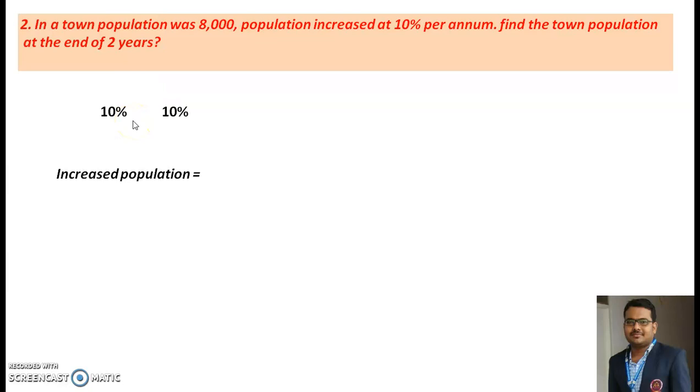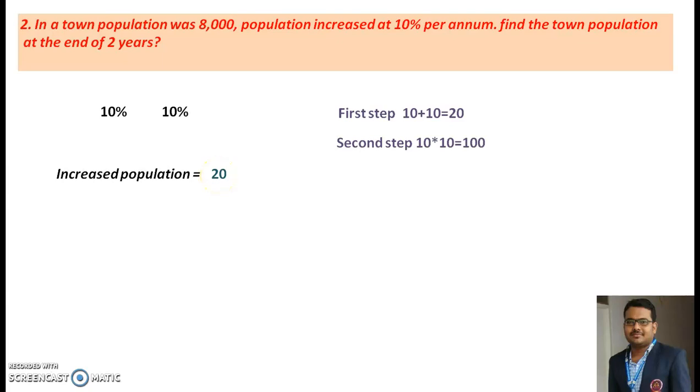So increased population is equal to, so what is our first step in shortcut? Just add the percentages. So that is 10 plus 10 is equal to 20. So this is our first digit. So write as a first digit 20. So next, second step is multiply the two increased percentages. So that is 10 into 10 is equal to 100.